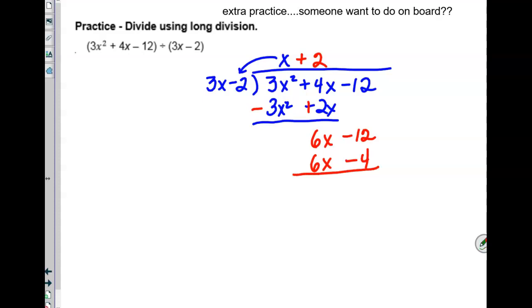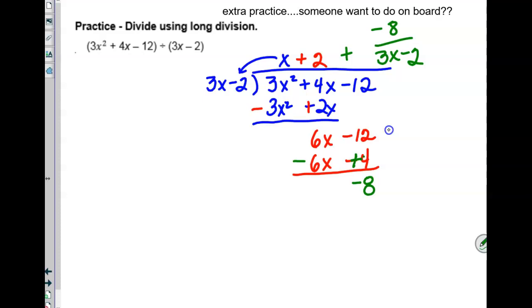2 times 3x, subtract that whole thing. And you want to just add a negative 8 for that. So your remainder is negative 8 over 3. Yes, if we're asked to write it as a fraction, okay? Perfect.